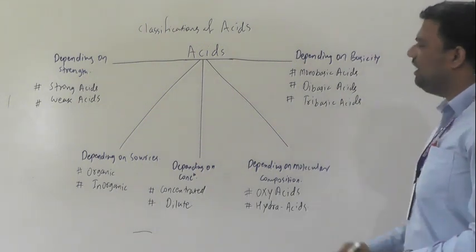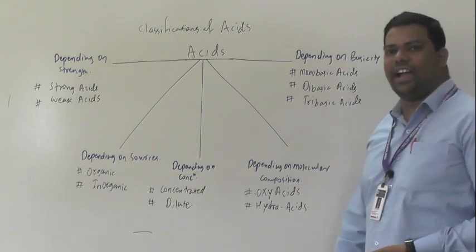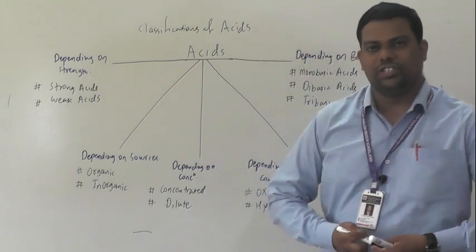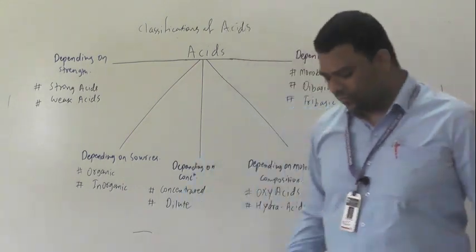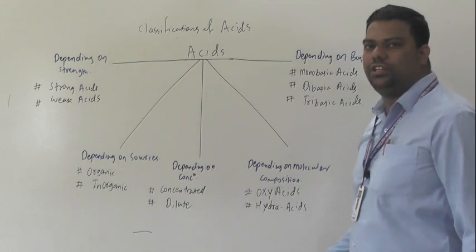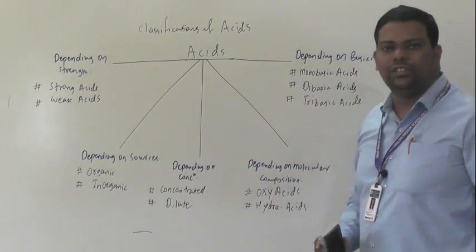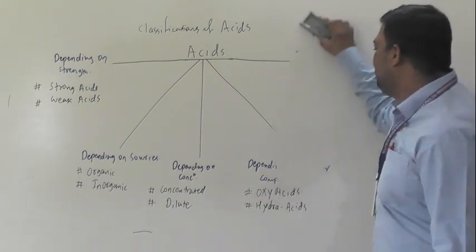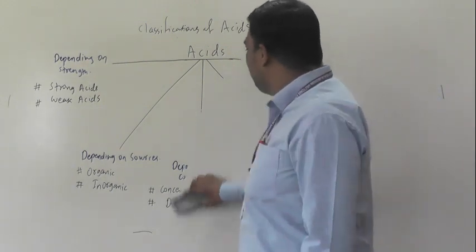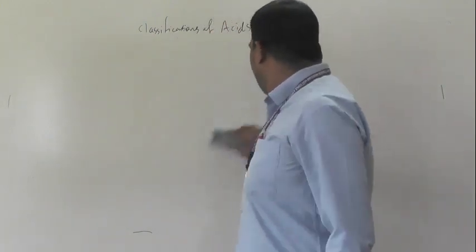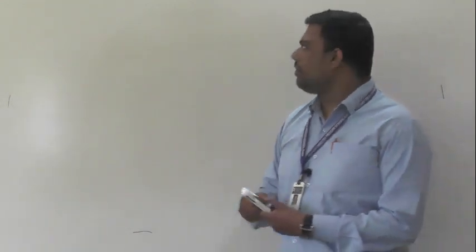So these are the overall classification of our acids. Here one by one we have to discuss briefly. Shall we start? Now we will discuss depending on strength, depending on sources, depending on concentration, then depending on molecular composition, then depending on basicity. All these are very important, as it is the initial stage of whatever we are going to discuss about acids.